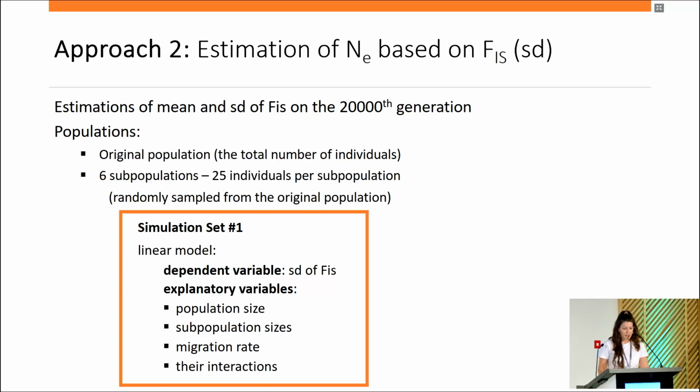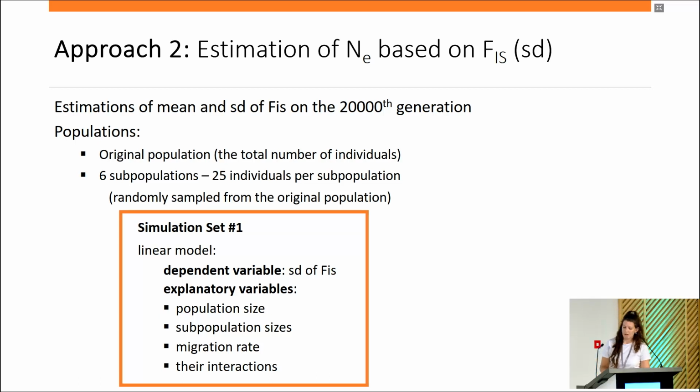And after that, we estimated the mean and the standard deviation of the inbreeding coefficient on the 20,000th generation. And we used the original population each time, so the total number of the individuals. And also, we sampled randomly 25 individuals to make 6 subpopulations. And then we ran the linear model.